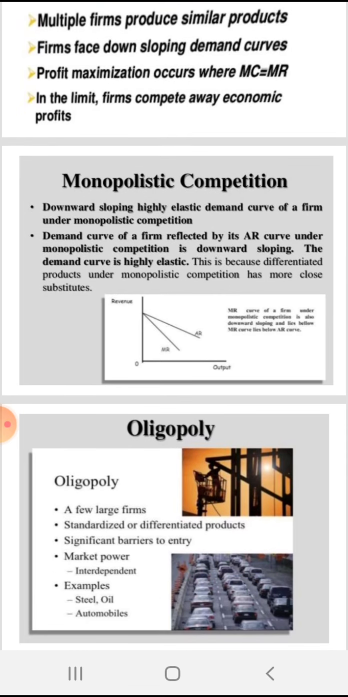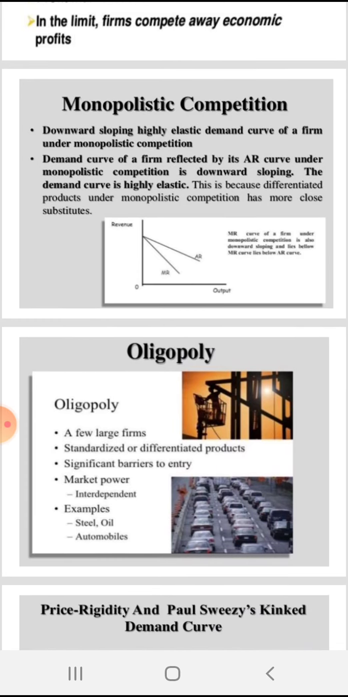Now let us see the monopolistic competition curve. Downward sloping, highly elastic demand curve of a firm under monopolistic competition. The demand curve of a firm, reflected by its average revenue curve under monopolistic competition, is downward sloping. The demand curve is highly elastic. This is because differentiated products under monopolistic competition have more close substitutes.